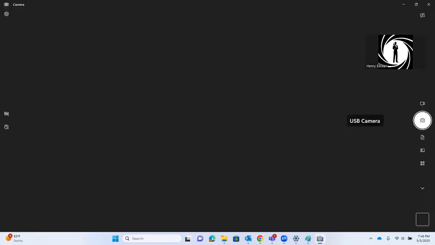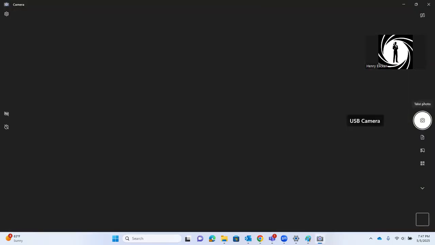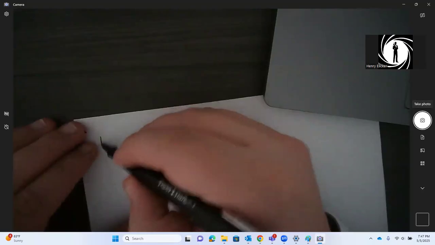Let's say that it says relating to HCl, CH3Cl and CH3Br. I'm only going to do one part here, A. It's saying that HCl gas can be prepared by the reaction of concentrated sulfuric acid and sodium chloride, as represented by the equation. Okay. The student claims that this reaction is a redox reaction. Is the student correct? Well, let's look at the reaction and apply some oxidation numbers to see if that's true.